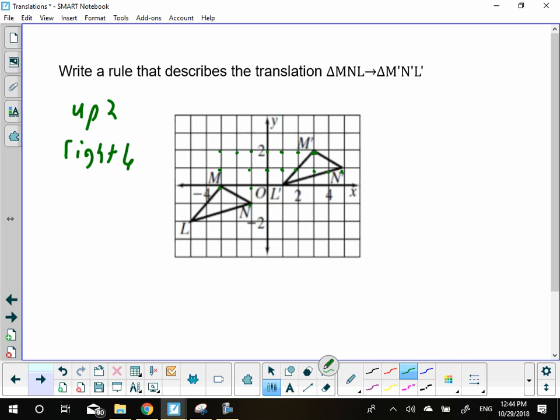So that works. But our rule, I want to say x, y is mapping to what? X plus 6. Yeah, x plus 6 because we're moving right. And y plus 2 because we're moving up. That would be fixing that one.